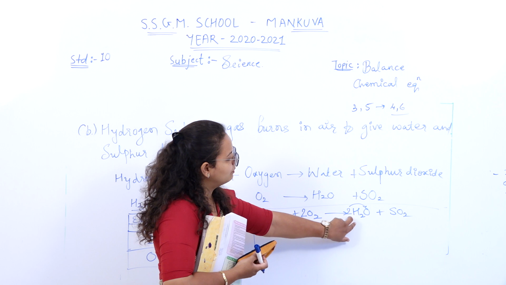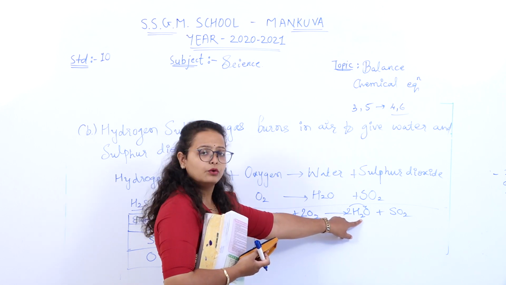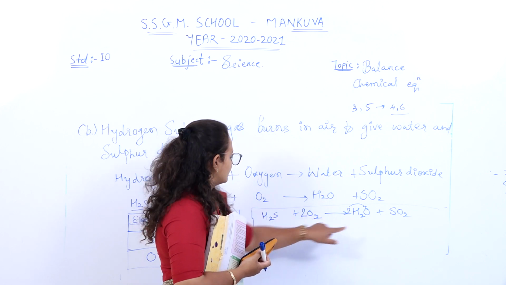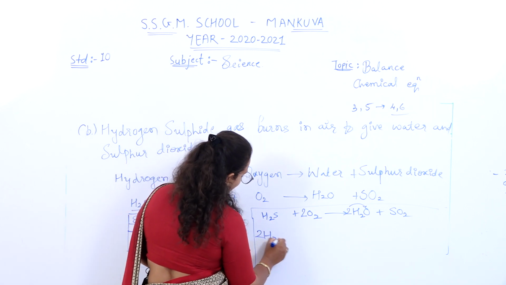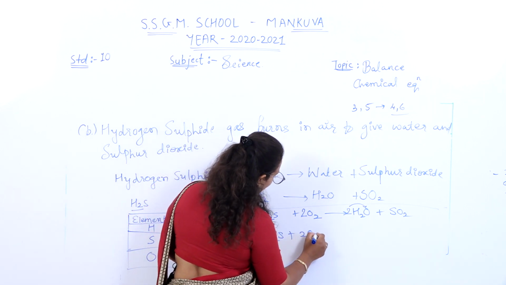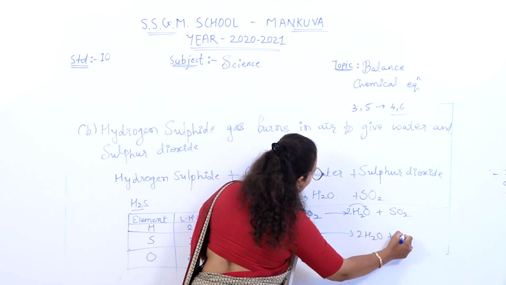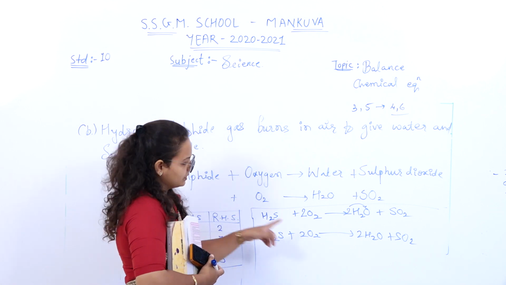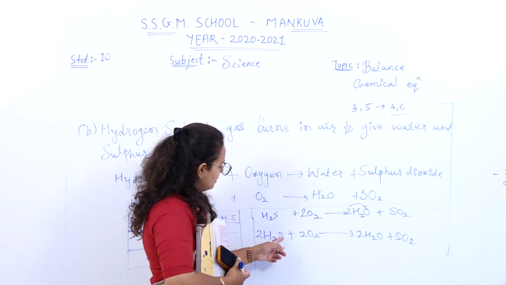These and these both will multiply, the number before the element, in the prefix. Okay, they both will multiply. So here how many hydrogen? 4. Here 2. So again I have to balance that: 2H2S plus 2O2 gives 2H2O plus SO2. 2 twos are 4, 2 twos are 4. Hydrogen is balanced. Okay. Sulfur.